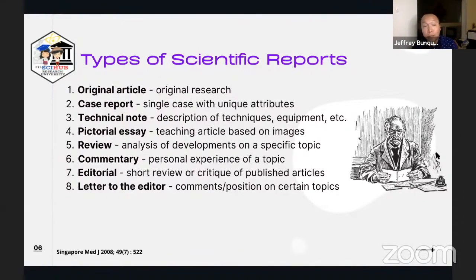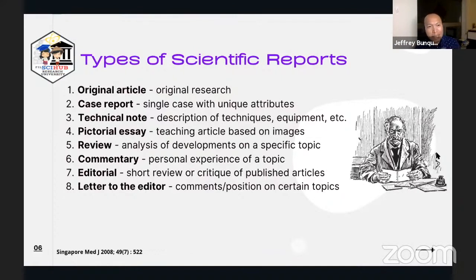Yung seventh type naman, so ito po this is more of a critique or short review of an article. So sometimes po, when scientists or researchers don't agree with results reported in a particular article, sometimes they communicate these critiques via an editorial.